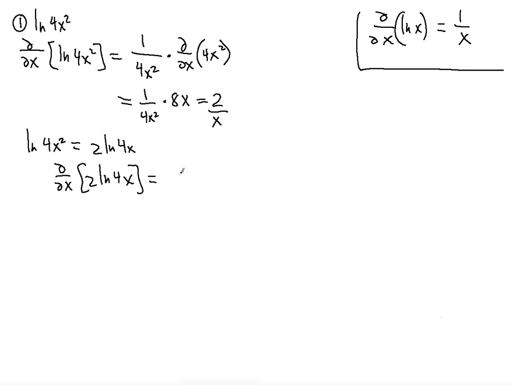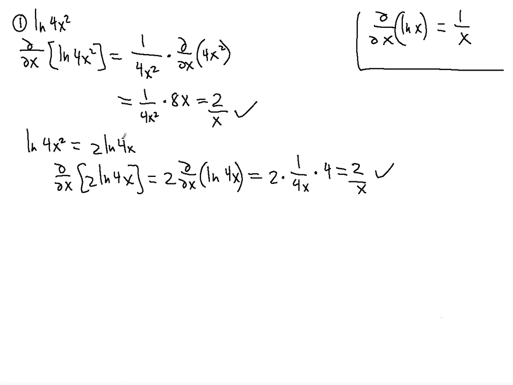Let's take that. The 2 goes out as a constant, so 2 times the derivative of ln 4x. That gives us 2 multiplied by differentiating the ln, so 1 over 4x, multiplied by the derivative of 4x, which is 4. So 4 divided by 4 is 1, 2 times 1 is 2, and so 2 remains over x. See? Same exact result.